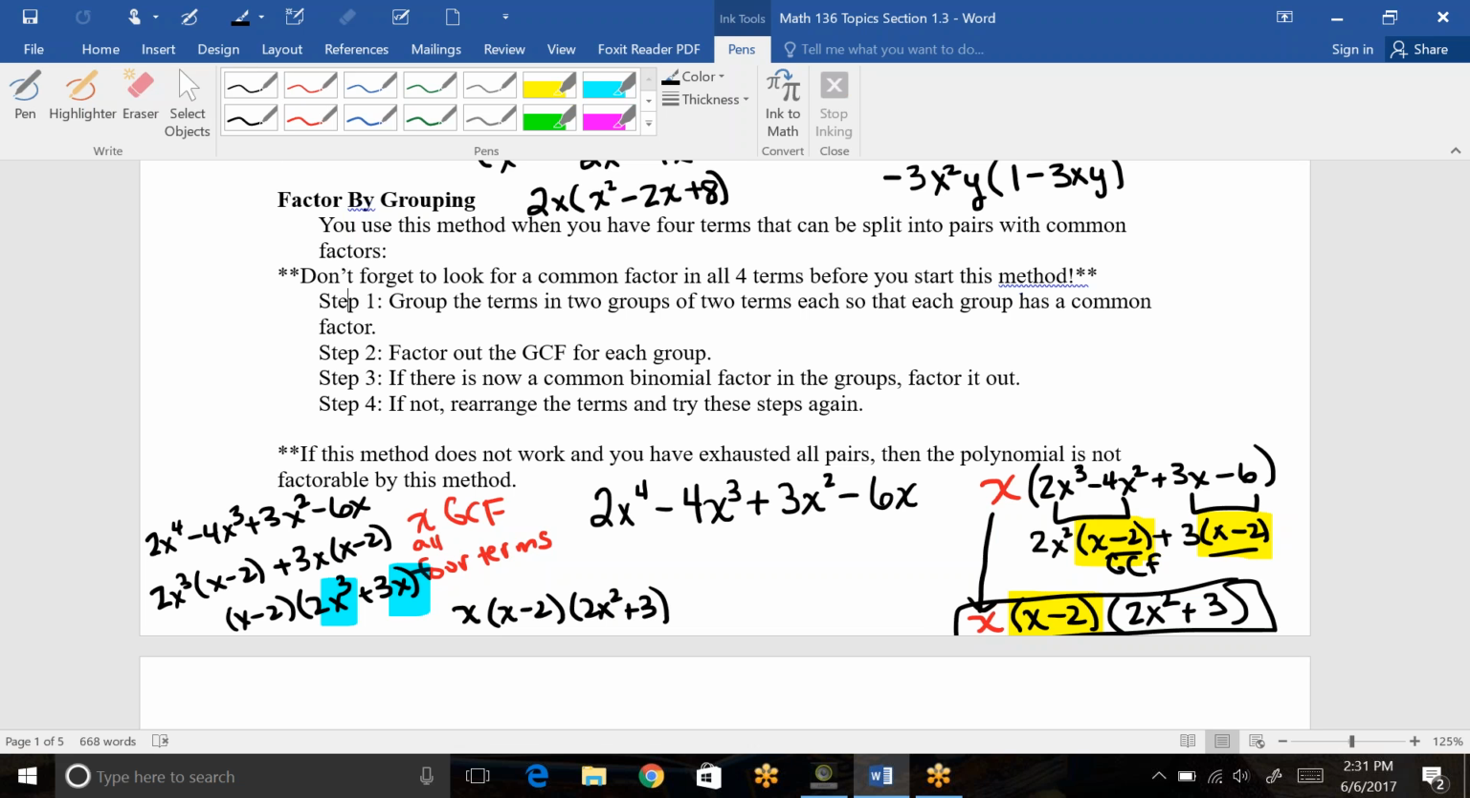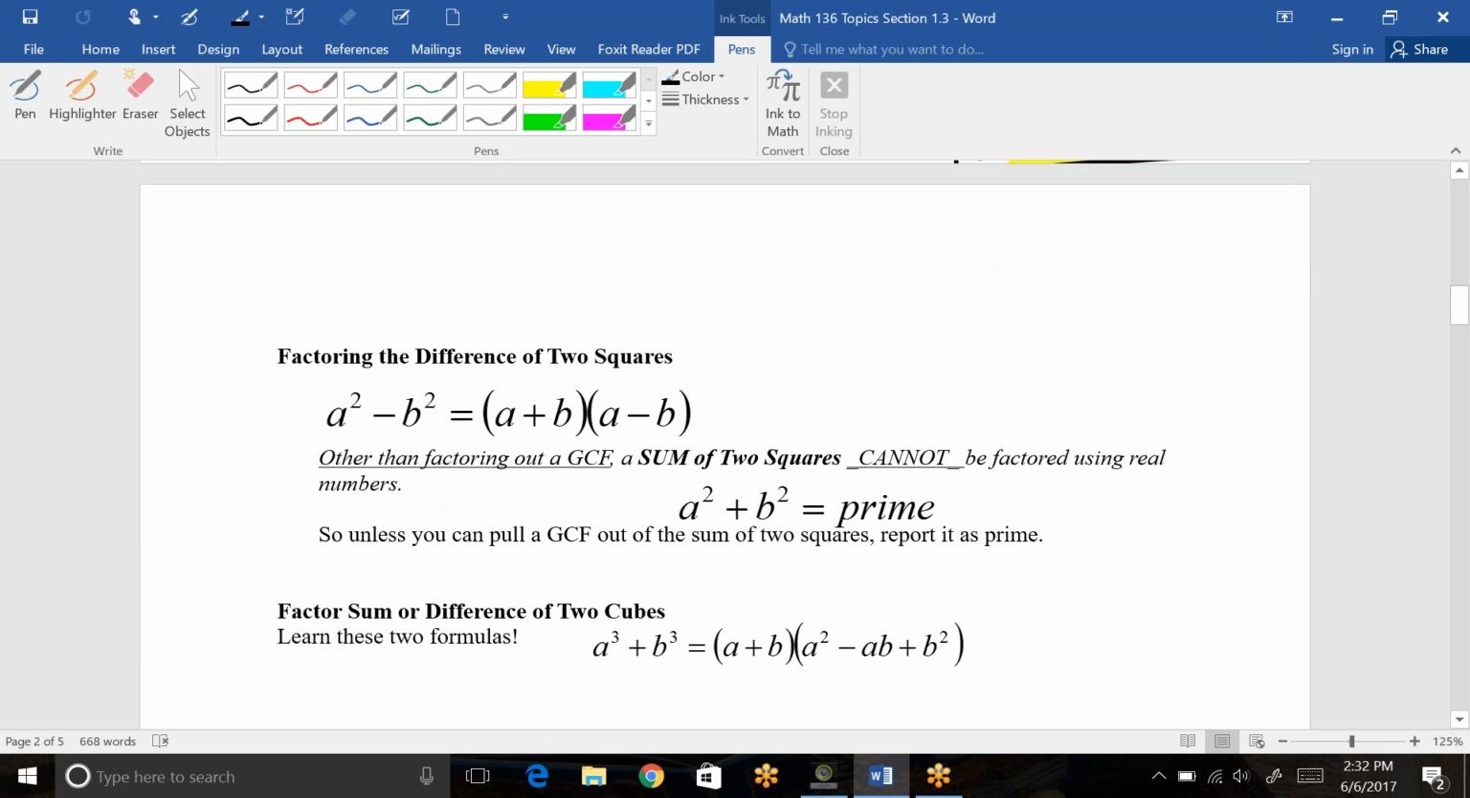Now, I will point out that if you pull a GCF out, you can no longer tell me that something is prime. Pulling a GCF out is a factoring method. So the only way you can say something is prime is if nothing can be done.